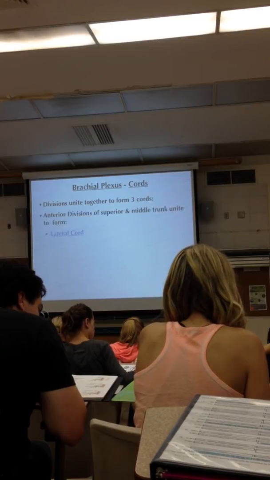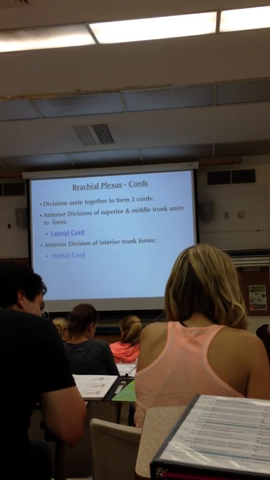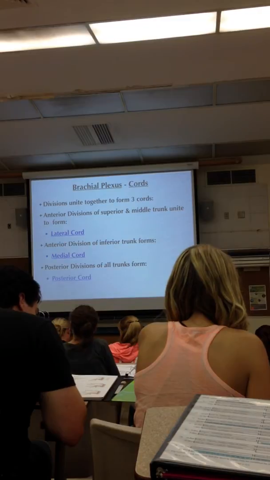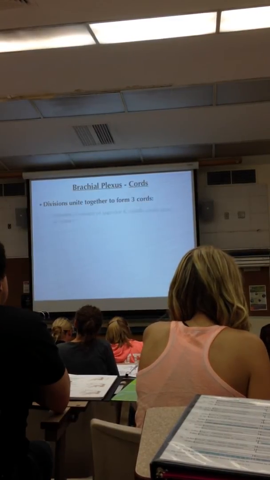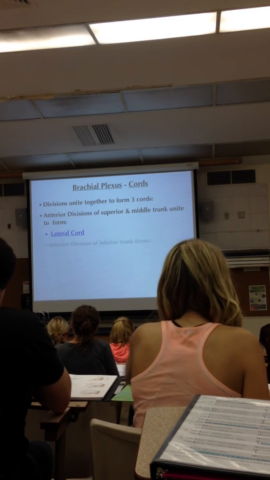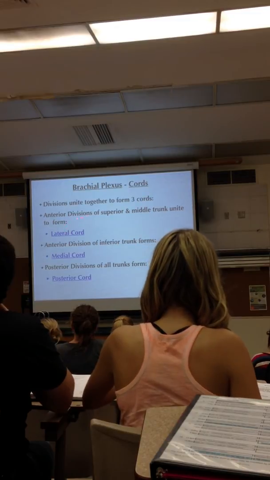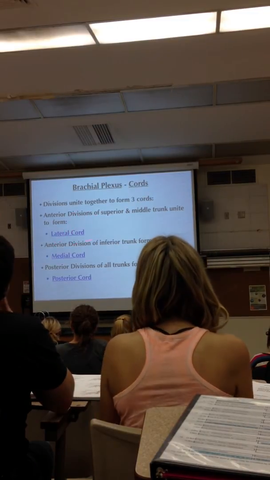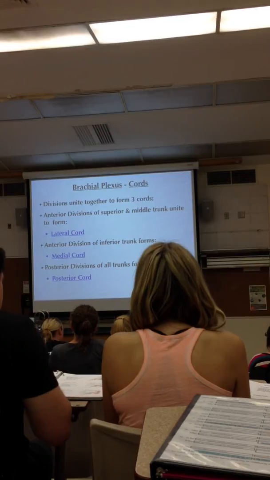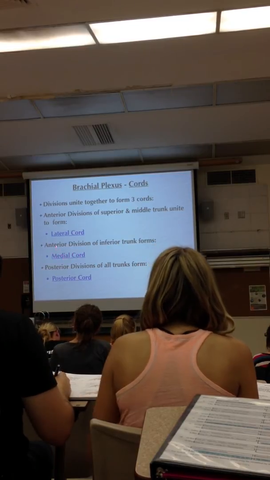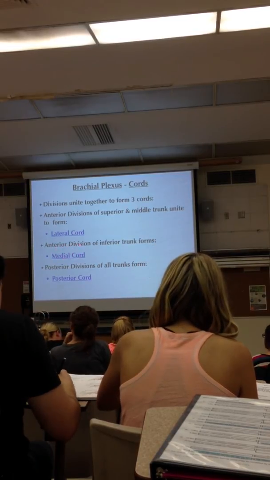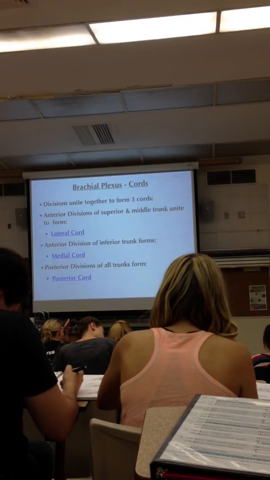You have three chords. Now, I'm not going to ask you, but it's written here. It's telling you what divisions contribute to the chord. I'm not going to ask you that. In other words, the medial chord is made up of branches from the anterior division of the inferior trunk. I'm not going to ask you that, okay? But you do need to know the chords, okay?